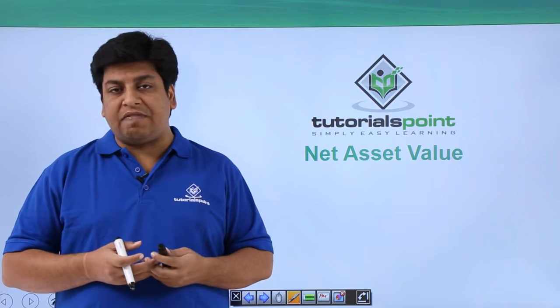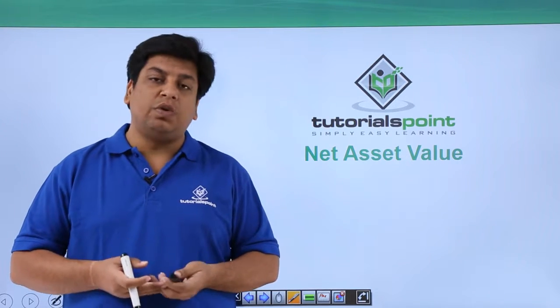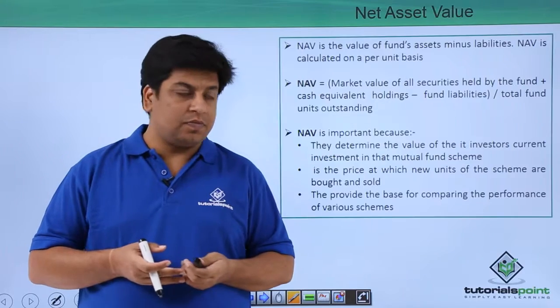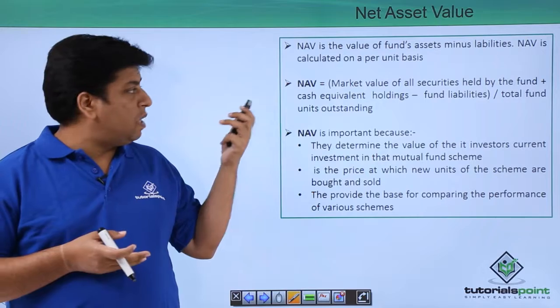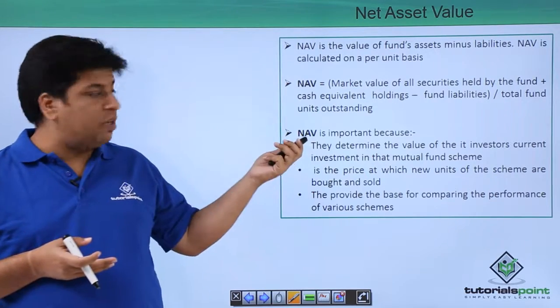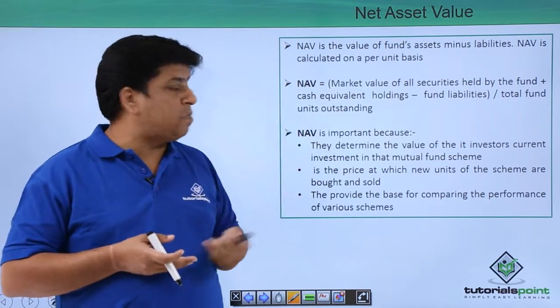Let's understand NAV, or net asset value, in mutual funds. So NAV is the value of a fund's assets minus liabilities. NAV is calculated on a per unit basis.